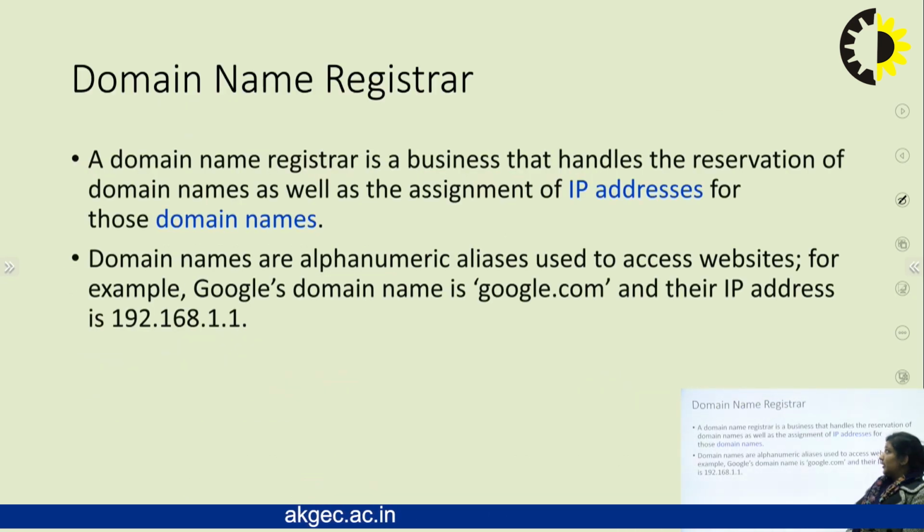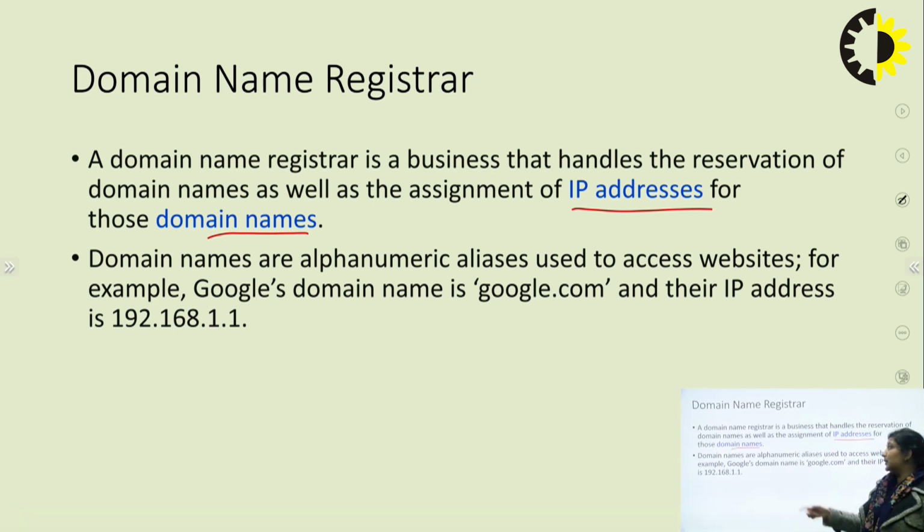Next is the domain name registrar. For that, we have the IP addresses for those domain names. What are domain names basically? These are simple alphanumeric names which we use to access the website.